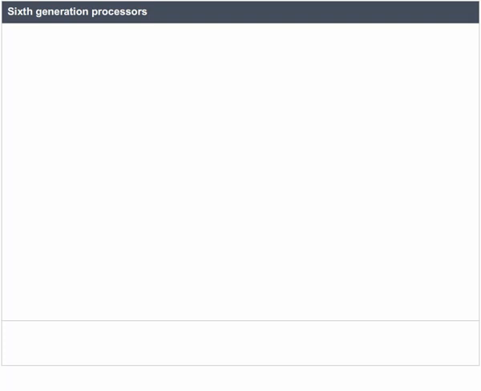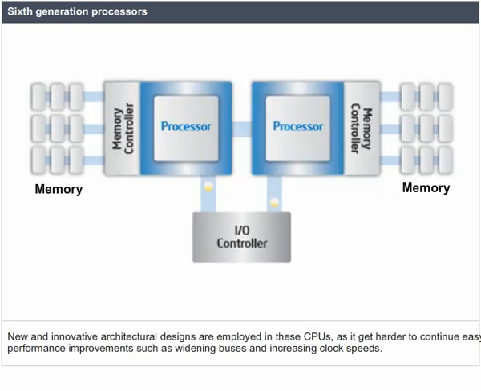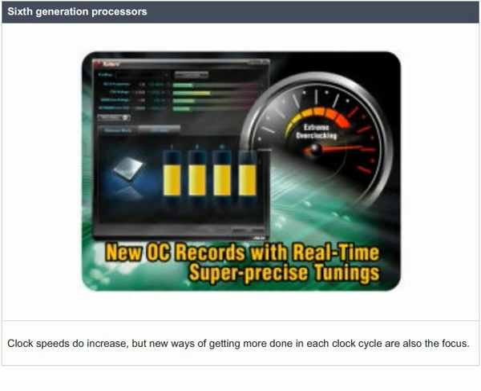Sixth-generation processors. New and innovative architectural designs are employed in these CPUs as it gets harder to continue easy performance improvements such as widening of buses and increasing clock speeds. Clock speeds do increase, but new ways of getting more done in each clock cycle are also the focus.